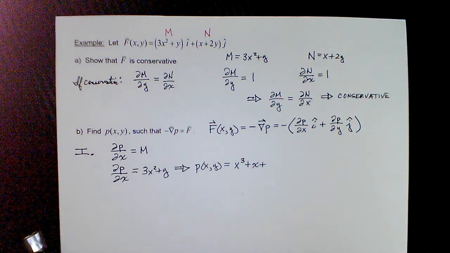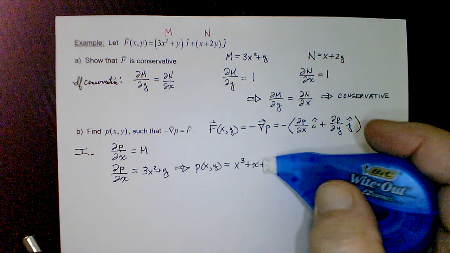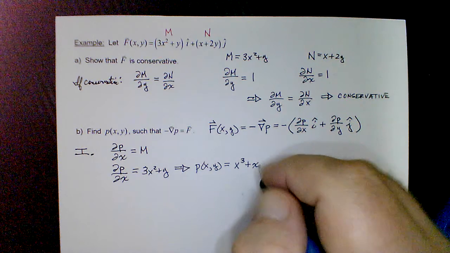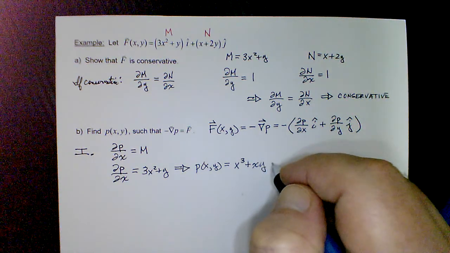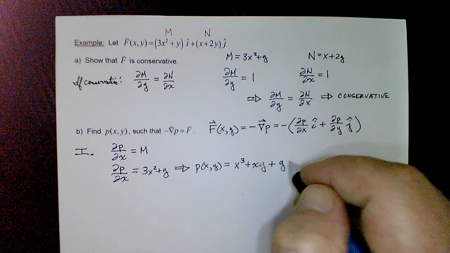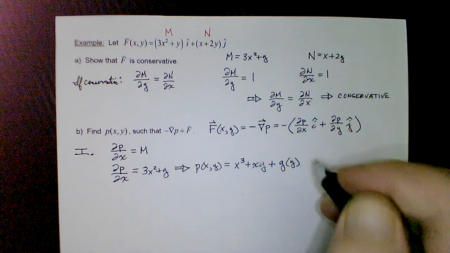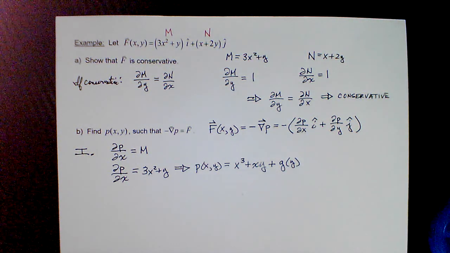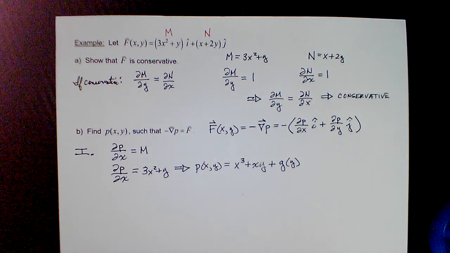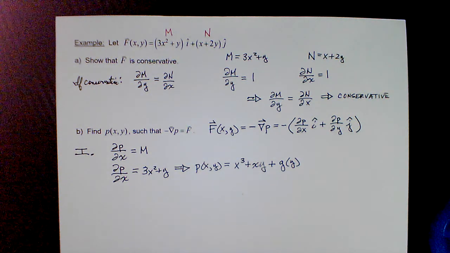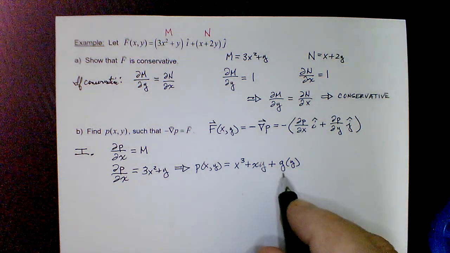And then we have to include a constant of integration. And since we integrated with respect to x, where y was a constant, that constant could be a function of y. So as we noted in the last example, we'll call that constant g of y, because since y was a constant, that constant could be a function of y.